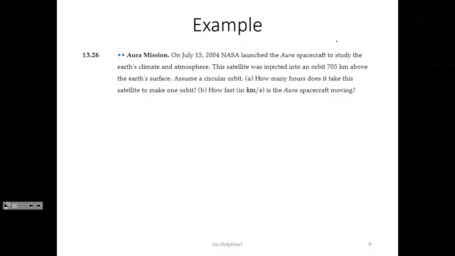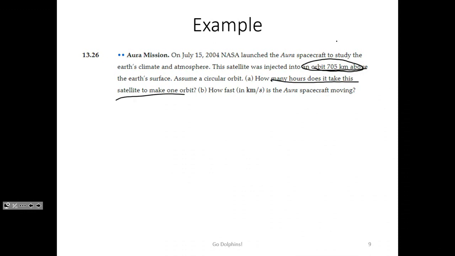So let's do one homework example. So we know the orbit is 705 kilometers above the Earth's surface. So we want to know the period. So which equation should we use? We should, of course, use F_g equals m v squared over r.